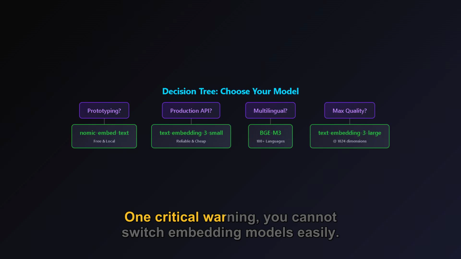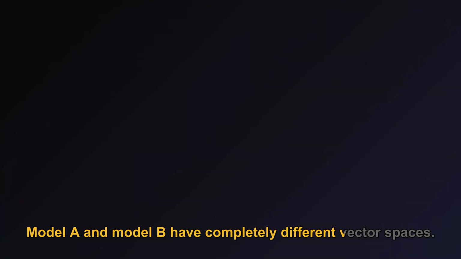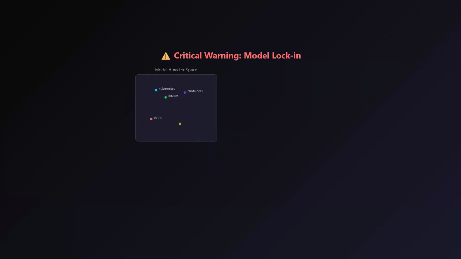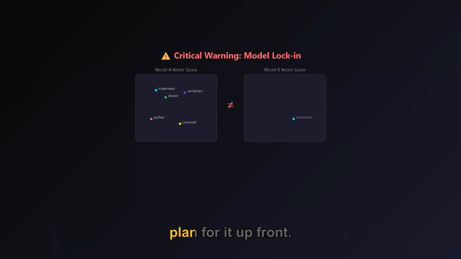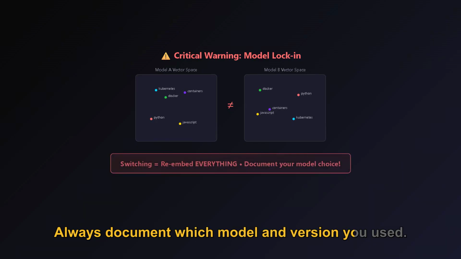One critical warning: you cannot switch embedding models easily. Model A and Model B have completely different vector spaces. Switching means re-embedding your entire corpus. For 10 million documents, that's only about $20, but plan for it up front. Always document which model and version you used.